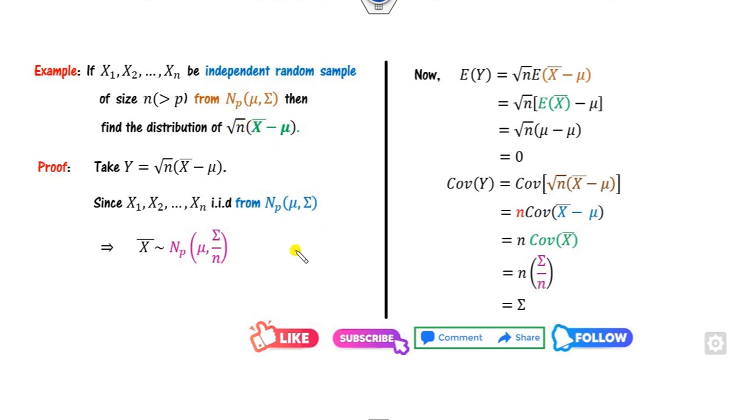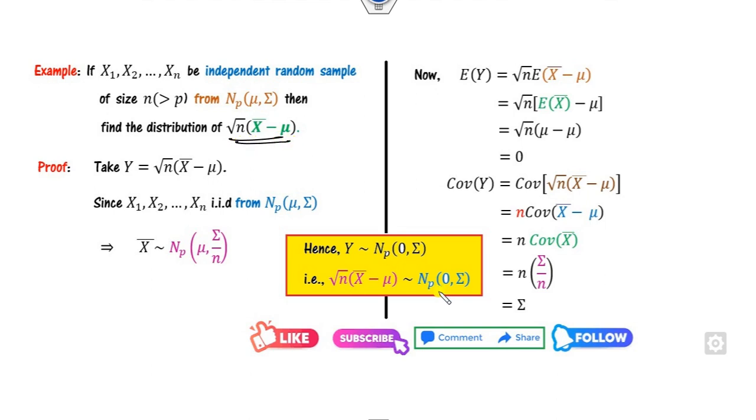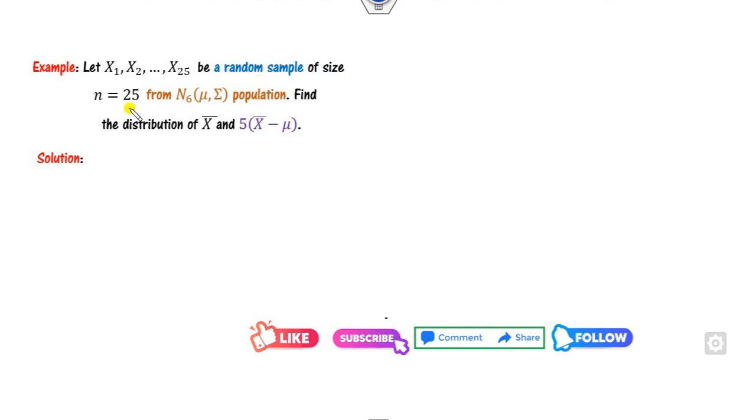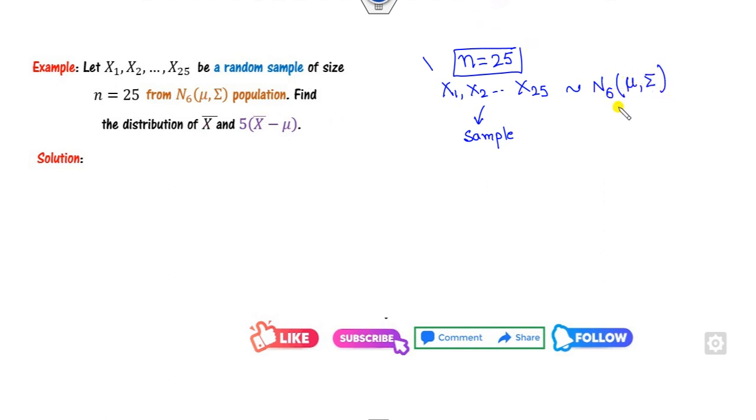So what does it imply? That means y again follows the multivariate normal distribution with mean 0 and covariance matrix sigma. That means this will follow the p-variate normal distribution with the covariance matrix sigma, where p is the dimension of the multivariate distribution. For example, if x1, x2 up to x25, so that means n will be 25, and these are samples taken from a multivariate normal distribution with mean mu and sigma, and p is 6, the dimension of the multivariate normal distribution.